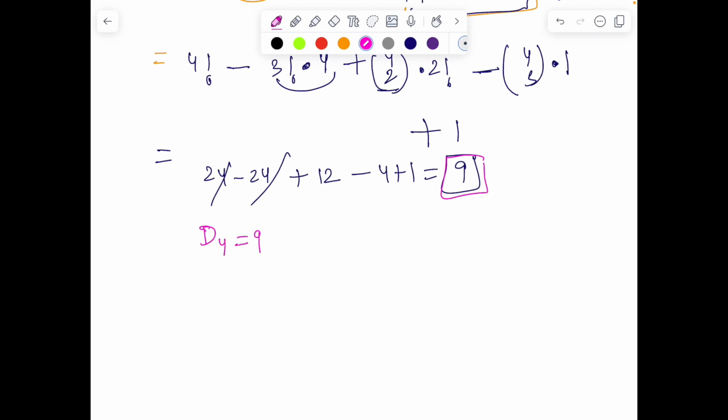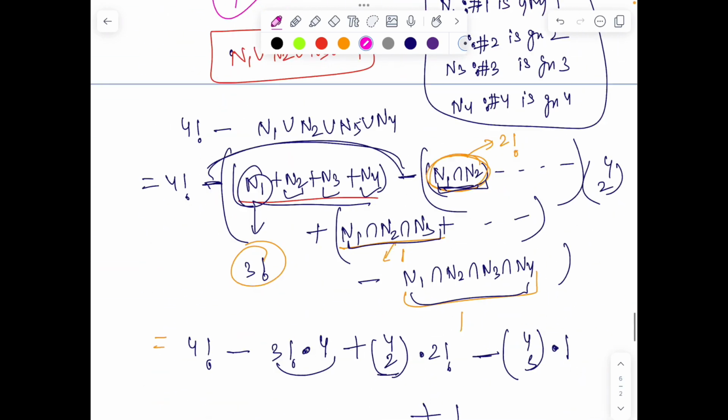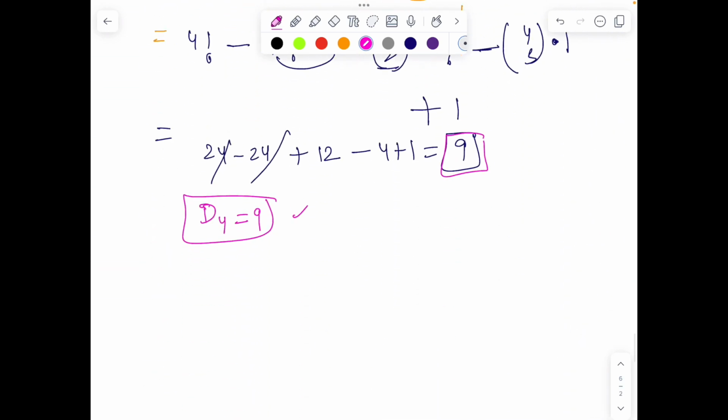So derangement is a situation where no object goes to its original position. So this was basically D of 4, which is 9. So in examination, you don't have to do anything. You should remember the idea of derangement, which is of course discussed in most of the YouTube channels. My point is to prove it from basics, from zero level.